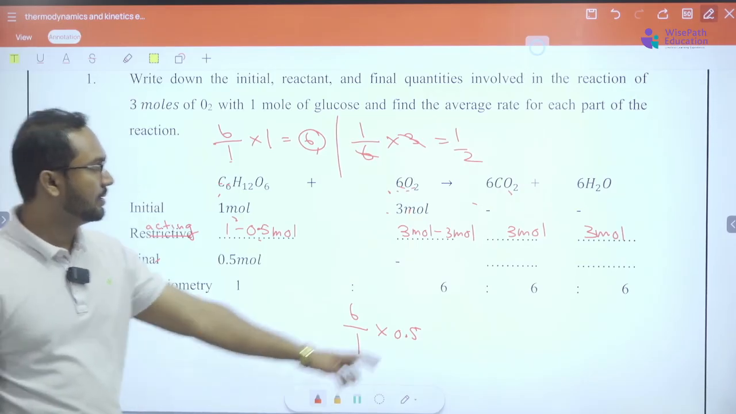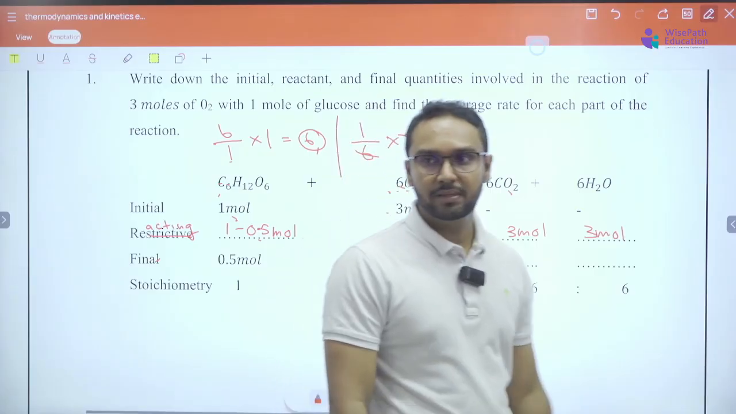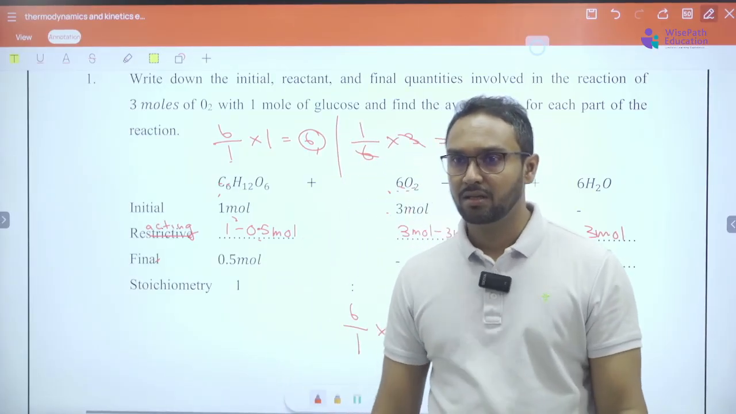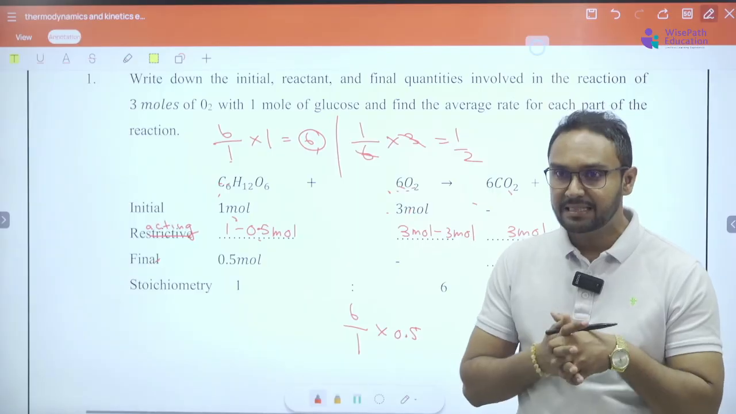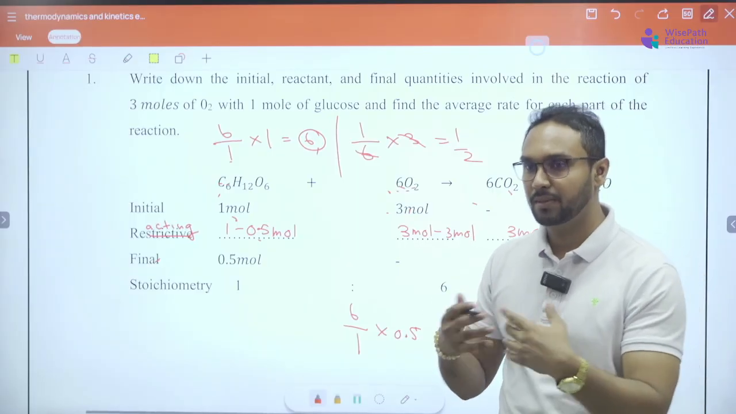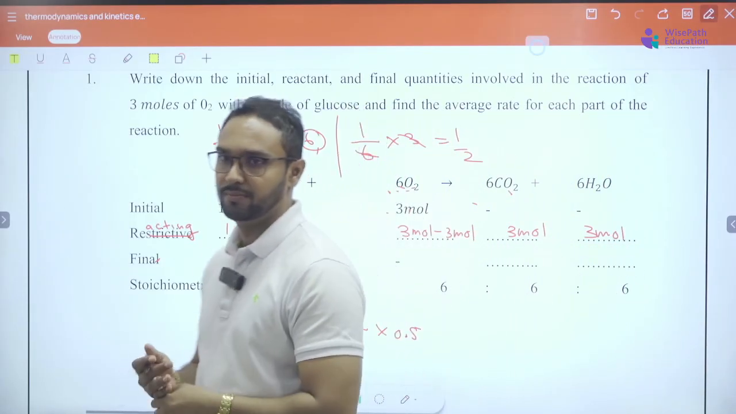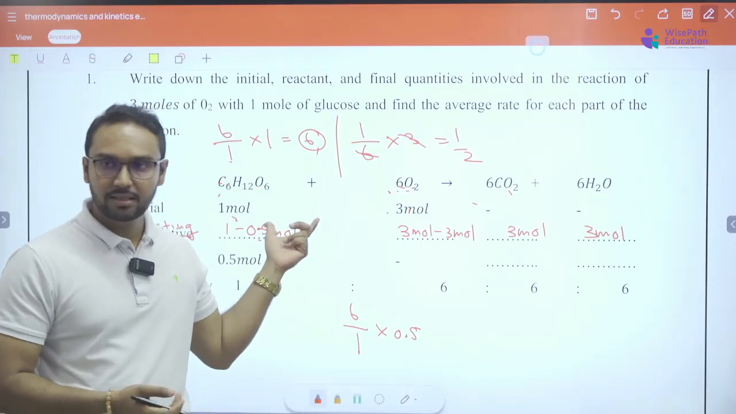Because initially the products aren't produced. Only the reactants are there. When the reaction occurs, the products are produced. Initially the reactants are there.